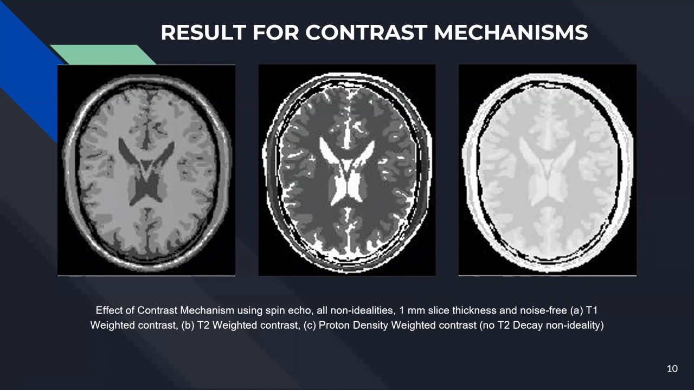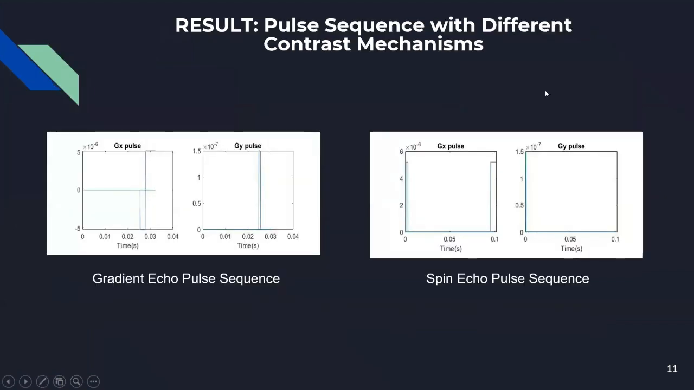The signal of the water is enhanced by T2 weighted contrast, but the signal of the fat is enhanced by T1 weighted contrast, and the difference between the gray shades is explained because of this. And also, when the GX and GY pulses are compared, it can be seen that gradient echo is a bit faster than the spin echo, as you can see from time.